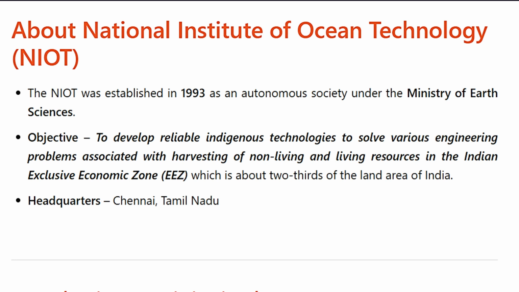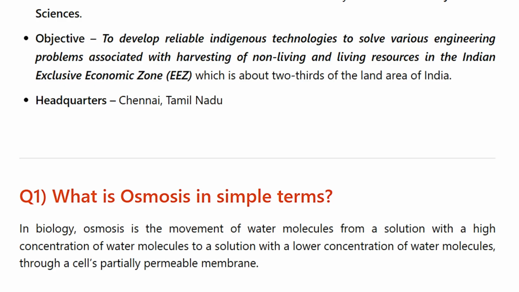Headquarters, Chennai, Tamil Nadu. What is osmosis in simple terms? In biology, osmosis is the movement of water molecules from a solution with a high concentration of water molecules to a solution with a lower concentration of water molecules, through a cell's partially permeable membrane.